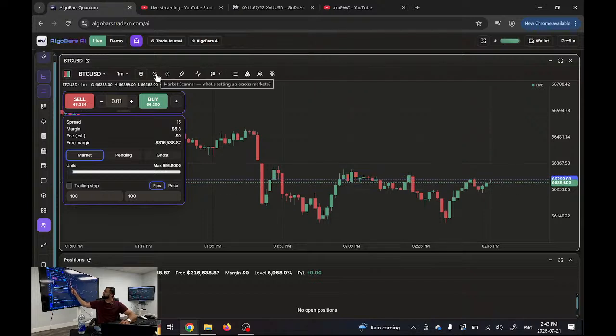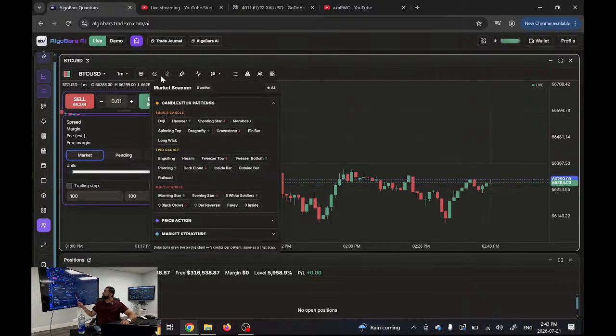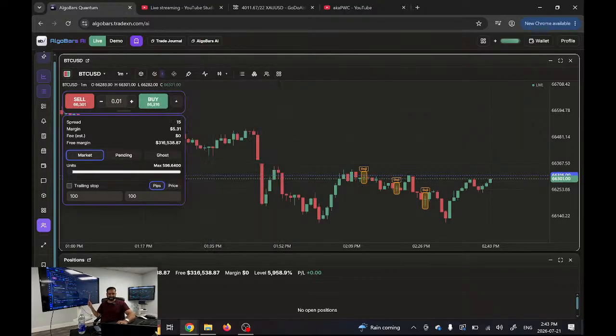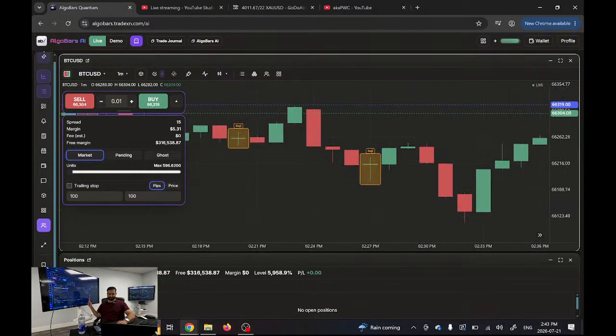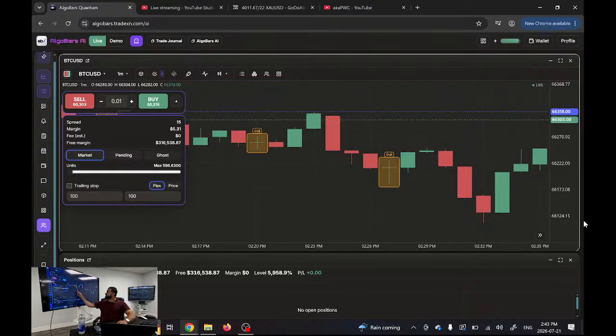Okay, and then we have Market Scanner, which is actually pretty insane. So let me explain what Market Scanner is, okay? What Market Scanner does is, you know how there's different candle types, doji and engulfing and all of this? Look, if I click doji, it will highlight the doji candles on my chart. Let me zoom in so you guys can actually see. It will highlight the dojis, okay?